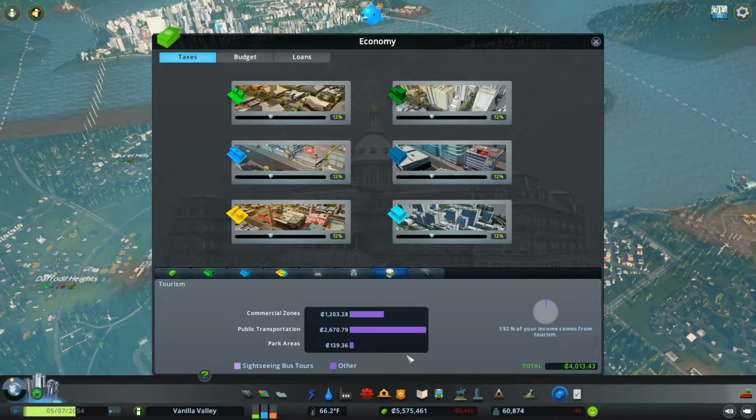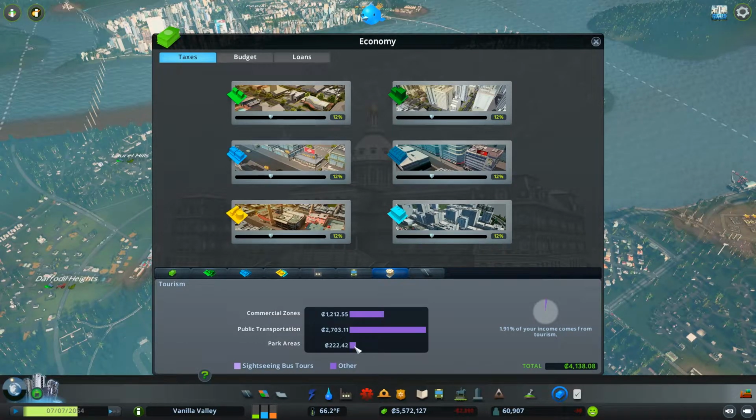Second to last is our tourism. So this kind of shows you where we get our tourism from, where people are shopping. They're shopping at commercial zones. They're spending a lot of money on public transportation, which makes sense because they're tourists, and in our park areas. We only have one real park that comes with Park Life.